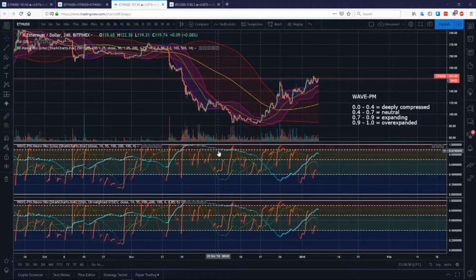Normally we plot it with 4 different period lengths: 14, 55, 100, and 200. 100 and 200 were added later on to this indicator more because we're looking at instruments that have more volatility on shorter time frames.